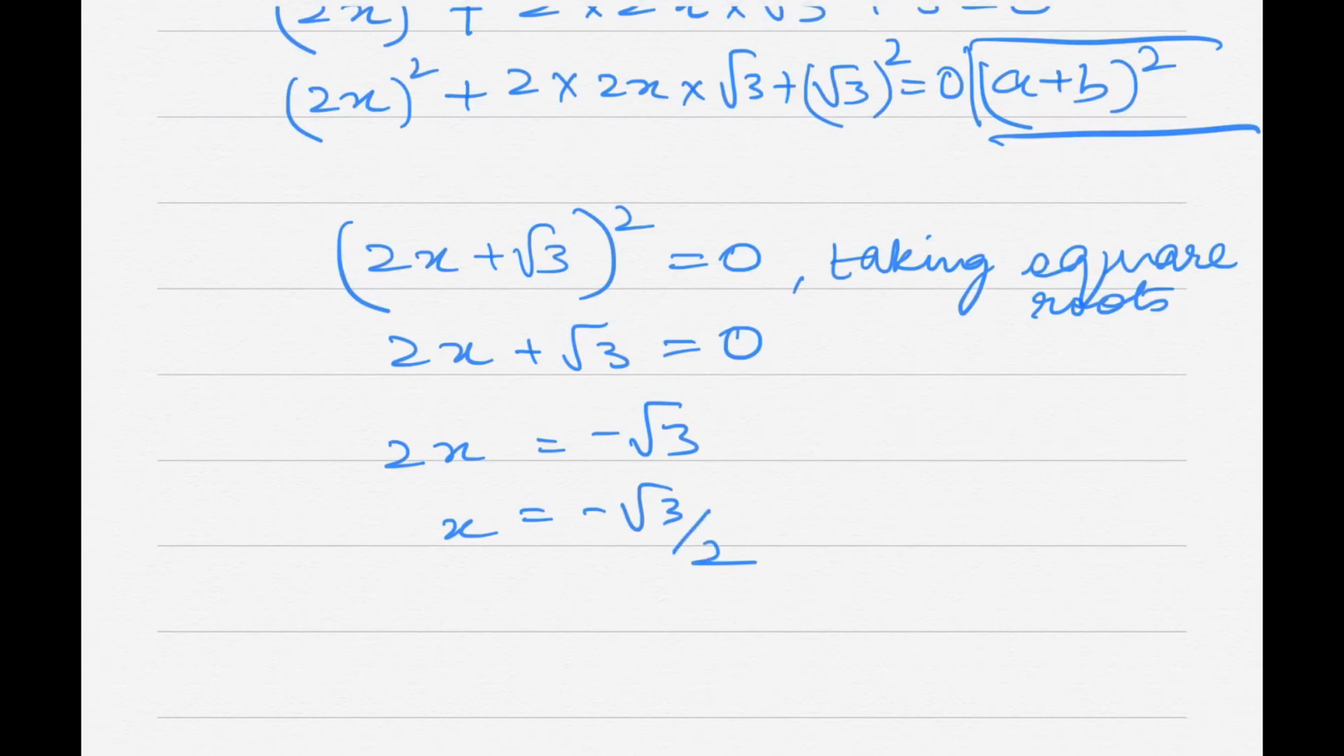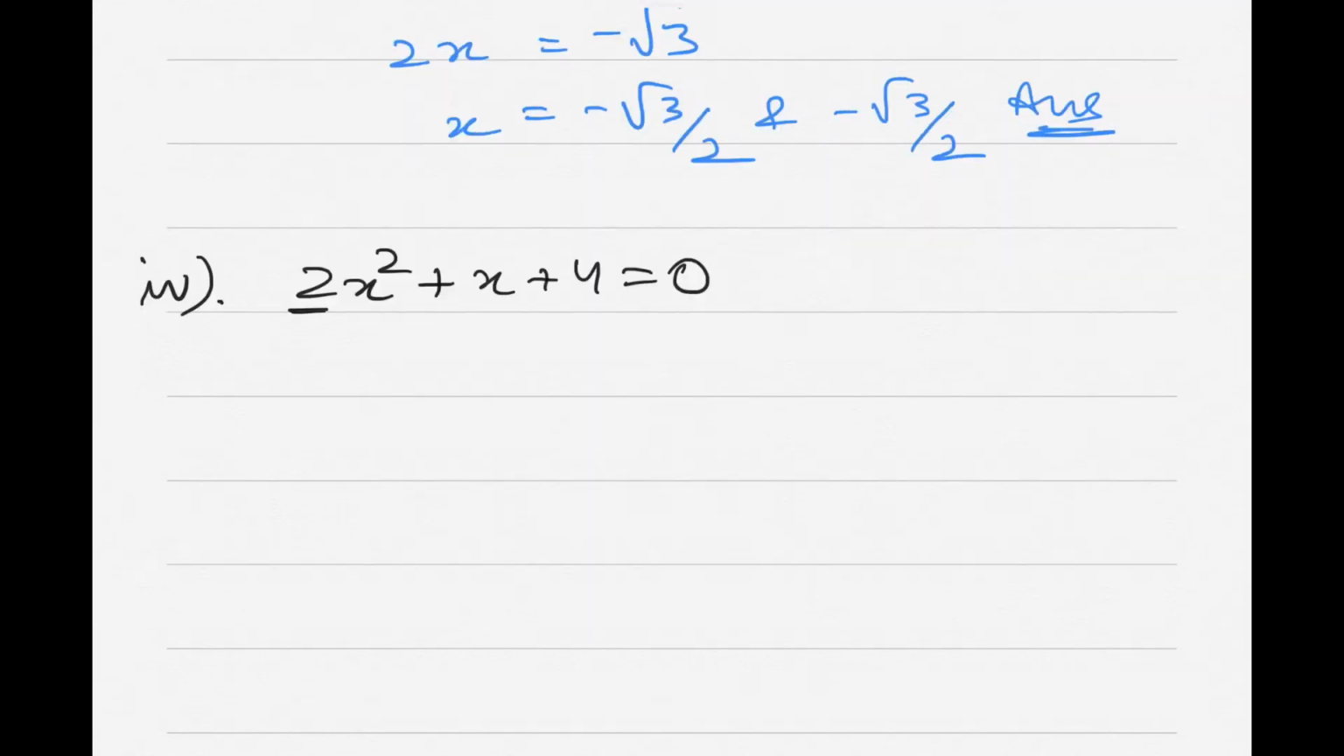So both ways, right? Because this will be twice, I can take minus root 3 by 2 because it's a square. So I have to find out the two terms. Both answers will be the same in this equation. So this is my answer.